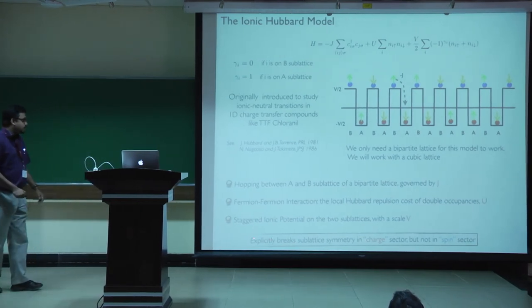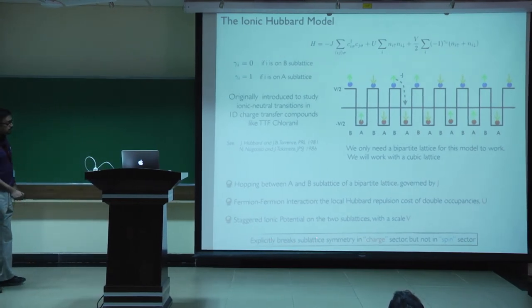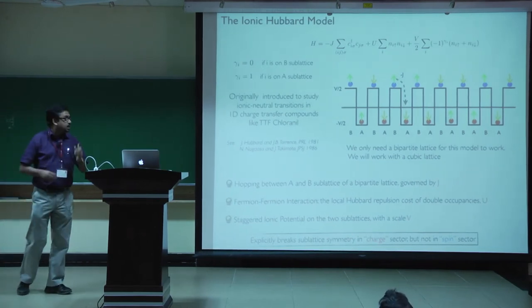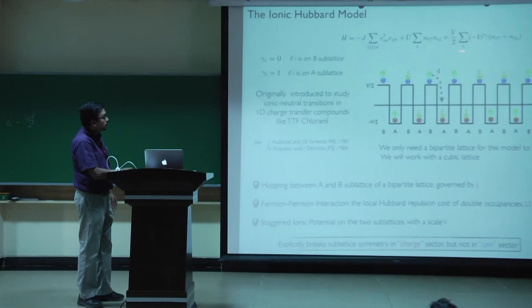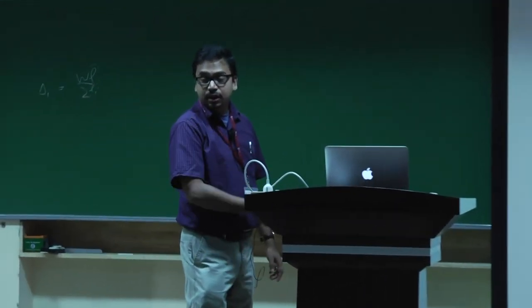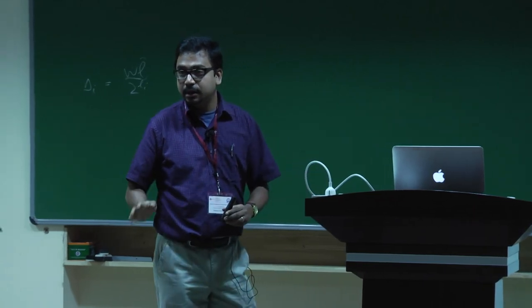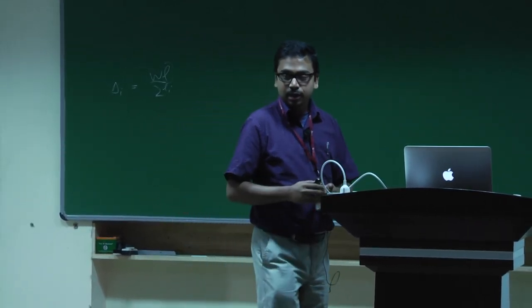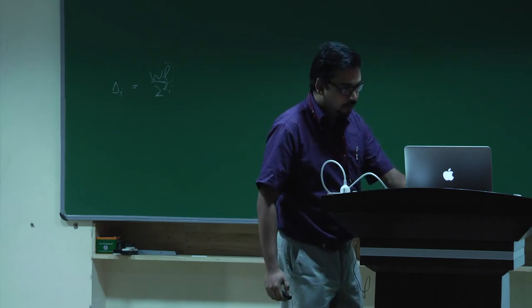Now, one point is that this explicitly breaks sublattice symmetry in the charge sector, because this term depends on the sublattice, but it depends on the total density. So it does not, however, break spin symmetry. So antiferromagnetism will still be a spontaneously broken symmetry for this.